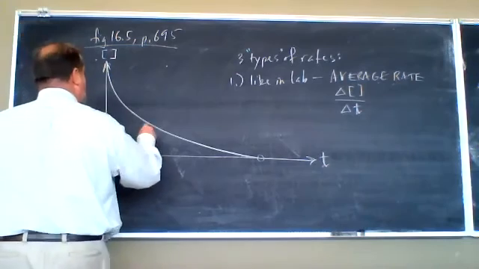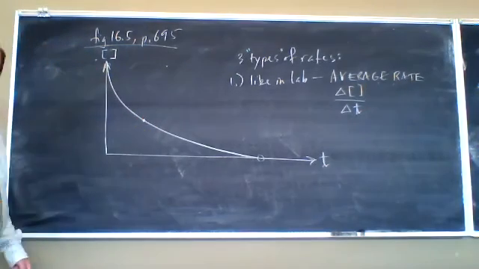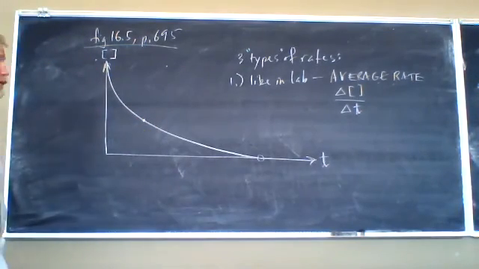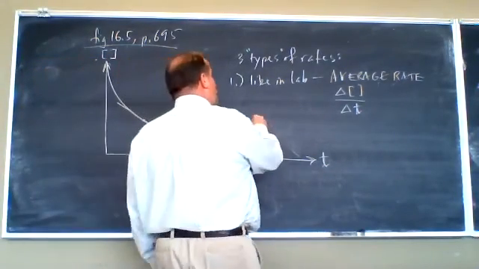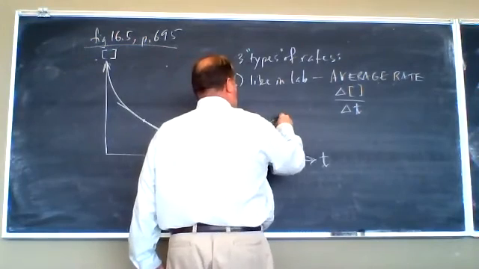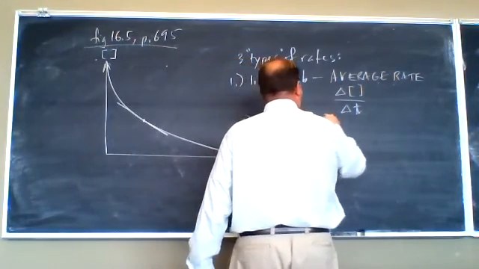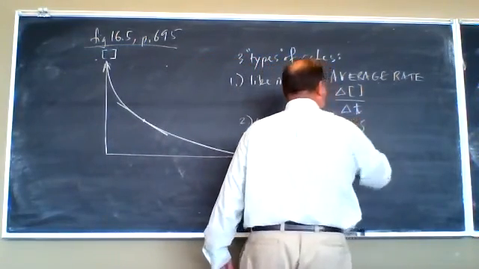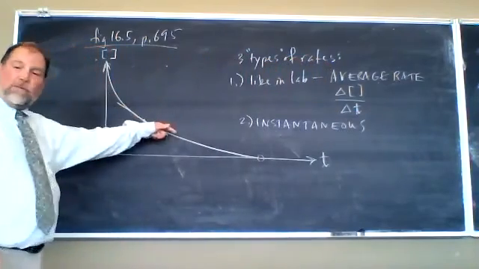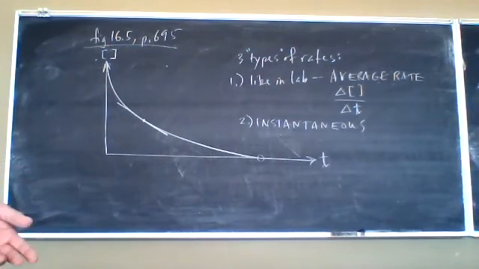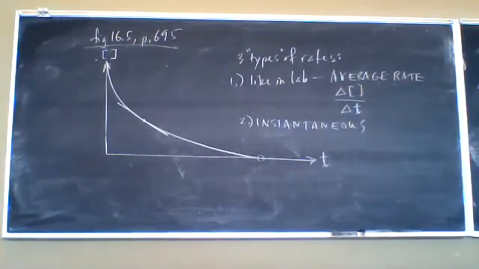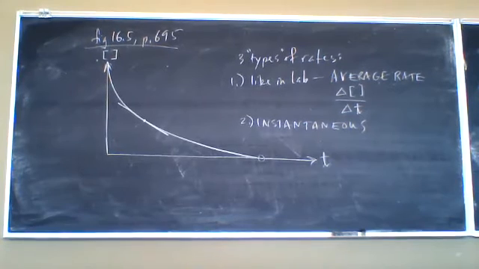Another type of rate that can be measured is the rate at any particular instant. That type of rate is called instantaneous. Because we have a plot that is curved, in order to figure out what the slope is at that point would require calculus. You would have to take the first derivative. However, we have an algebraic method for doing this as well.